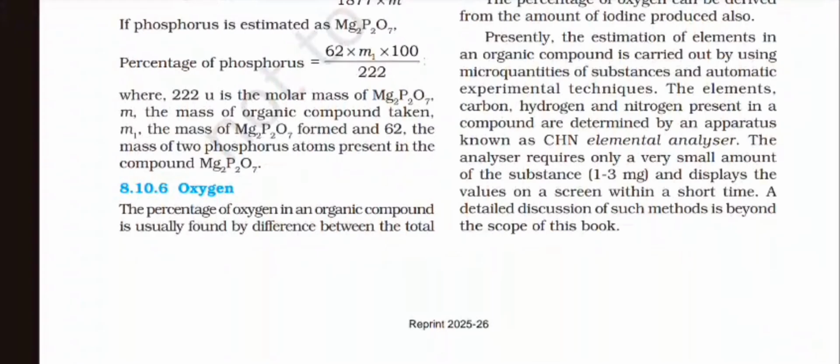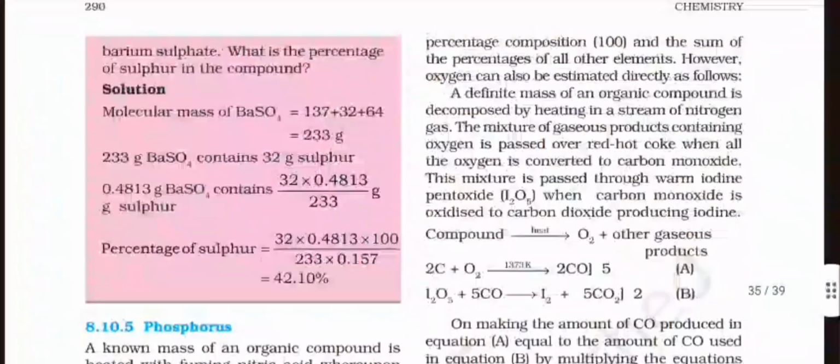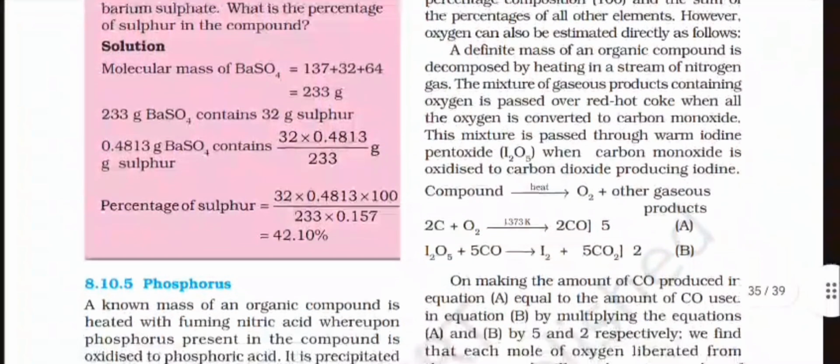Oxygen. The percentage of oxygen in the organic compound is usually found by difference between the total percentage (100) and the sum of the percentages of all other elements. However, oxygen can also be estimated directly as follows. A definite mass of an organic compound is decomposed by heating in a stream of nitrogen gas. The mixture of gaseous product containing oxygen is passed over red hot coke. When all the oxygen is converted to carbon monoxide, the mixture is passed through warm iodine pentoxide.